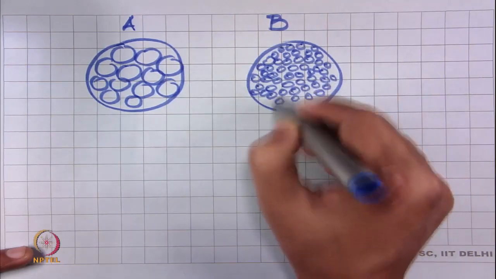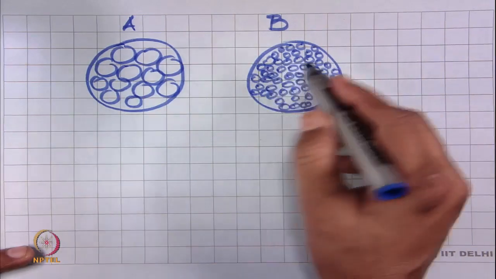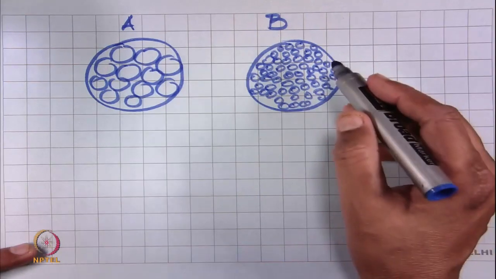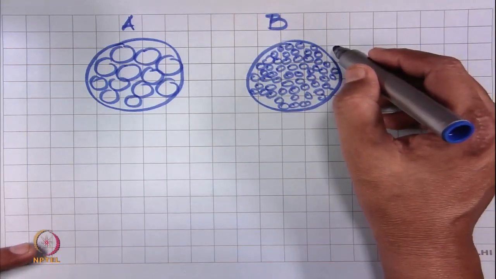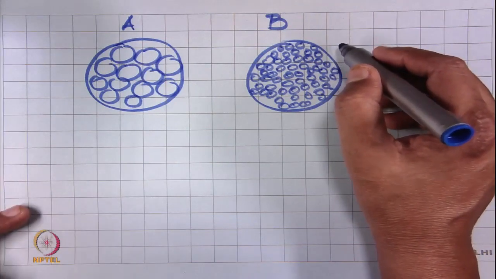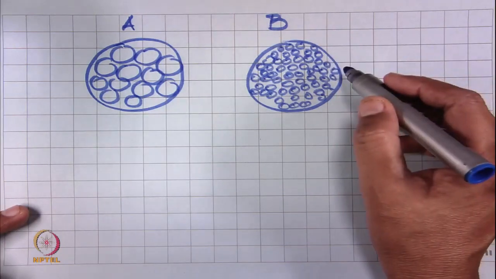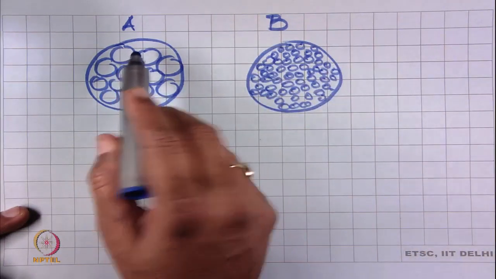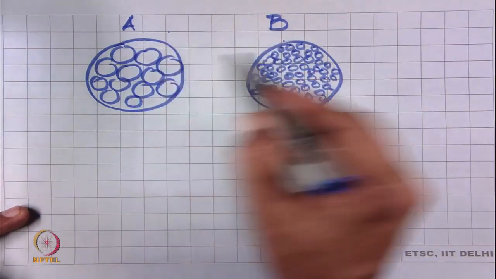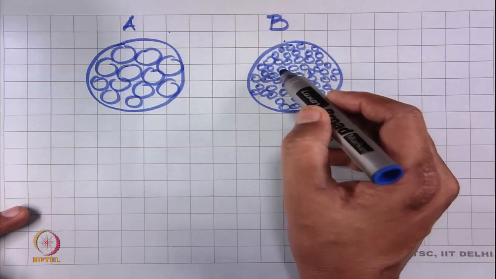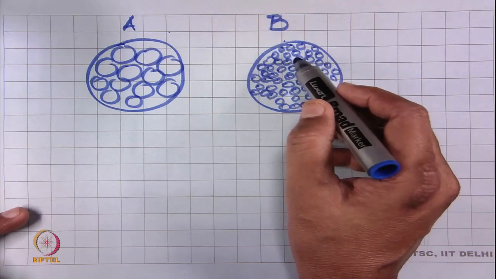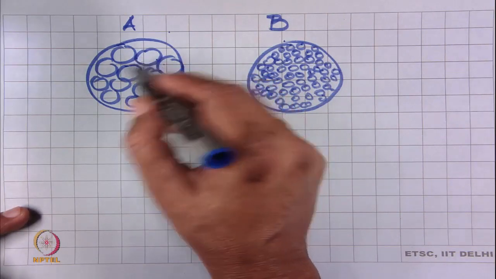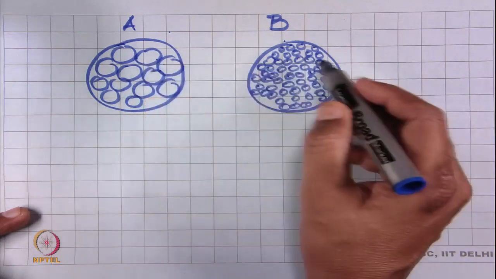Here in yarn B, as the number of fibers is more, the uniformity of yarn will be very high, that means the evenness CV percent will be low, because it is inversely proportional to the number of fibers. As the number of fibers increases, the CV will reduce. Also, if we compare yarn A and yarn B, as the number of fibers is more in B, there is higher contact area between fibers. In yarn A, with coarser fibers, the fiber to fiber contact area will be much less than in case of B.